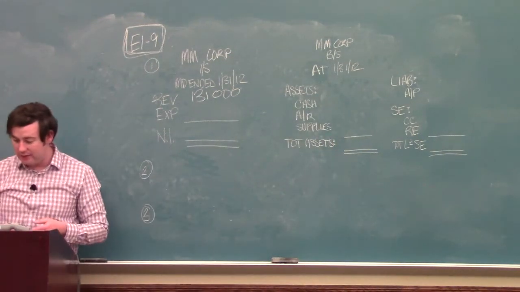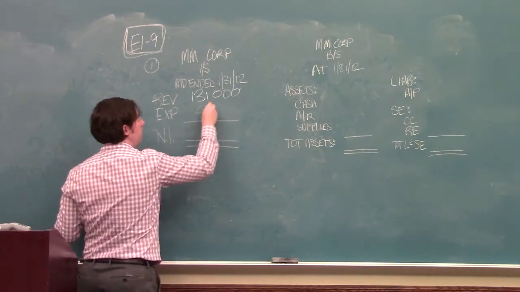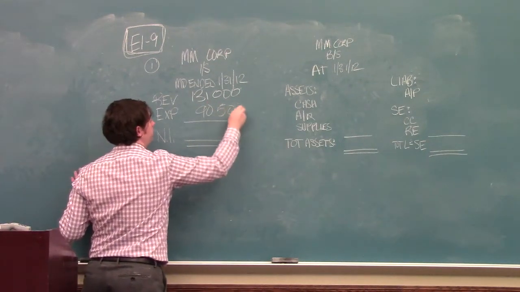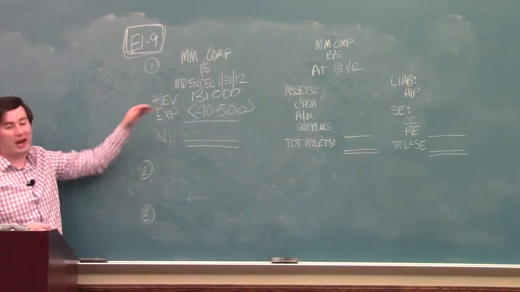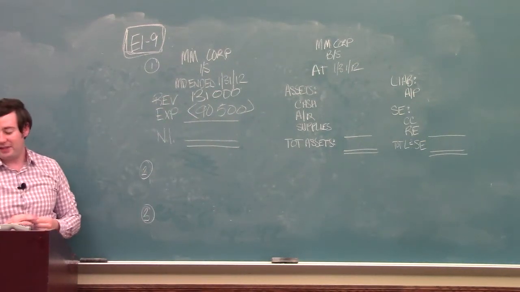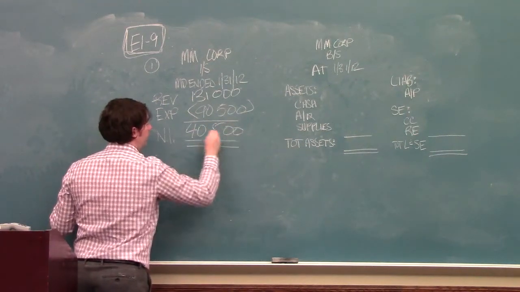Next one we go on here is operating expenses. Operating expenses that they give us is $90,500. And we'd take revenues and subtract out expenses. That gives us a net income here of $40,500. All right?